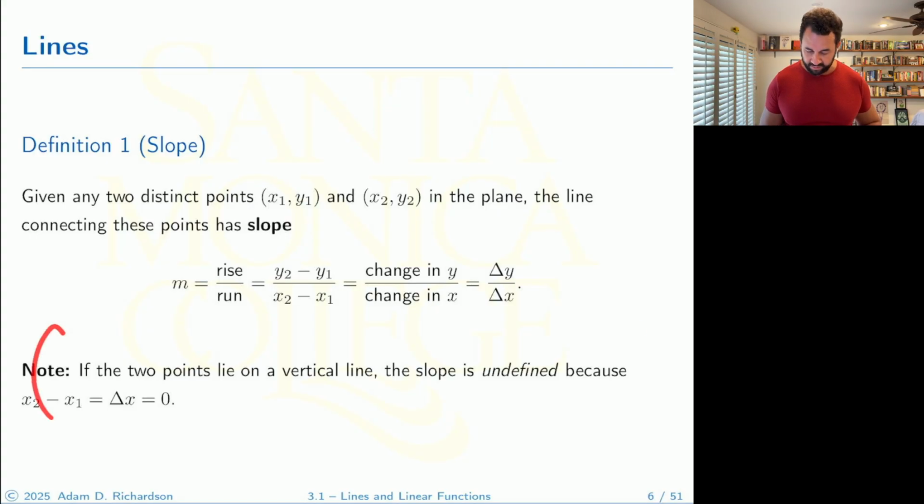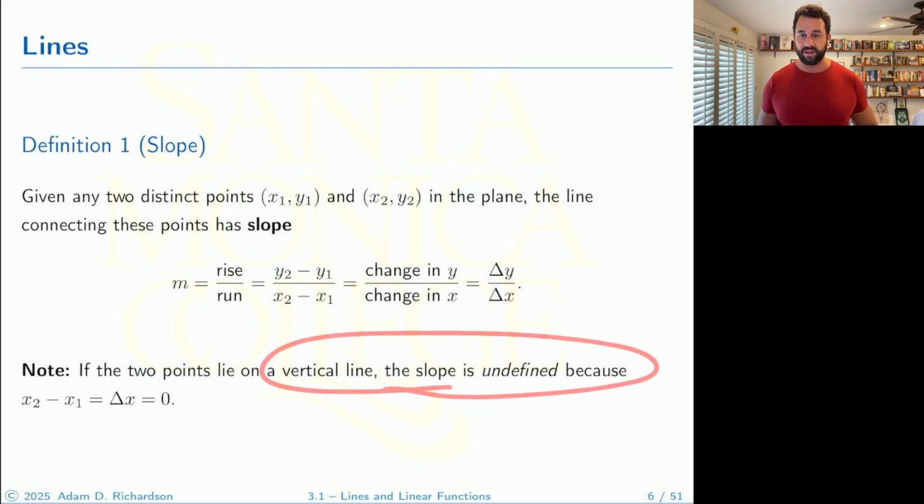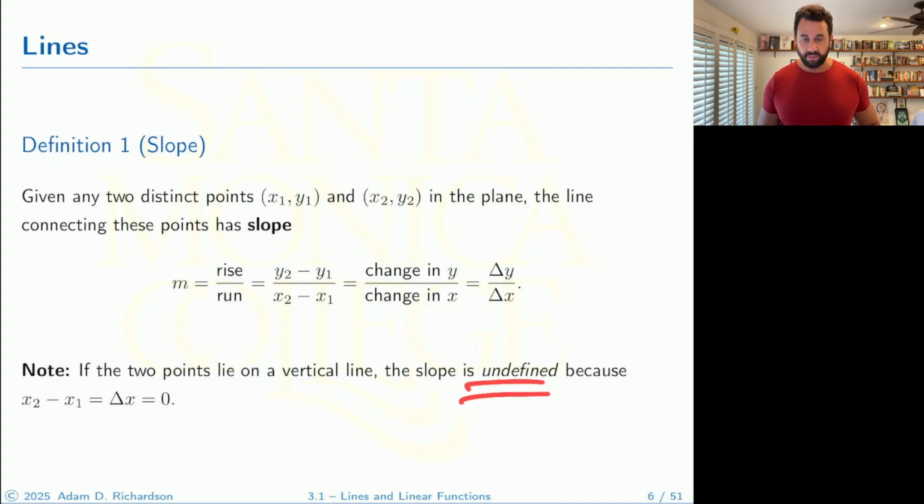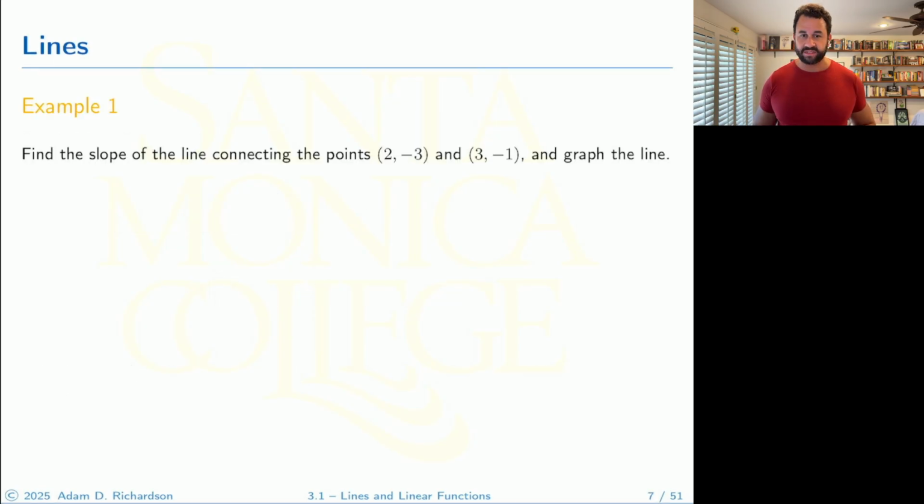A little note at the bottom here, if the 2 points that you're working with lie on a vertical line, then we say the slope is undefined, okay? So on a vertical line, the slope is undefined. The reason for that is because delta x is 0. If you're on a vertical line, then the x coordinates of the 2 points are the same. So when you take their difference, you're going to get 0. And you can't divide by 0, so we say that the slope is undefined in this case. All right? Okay, let's practice this.